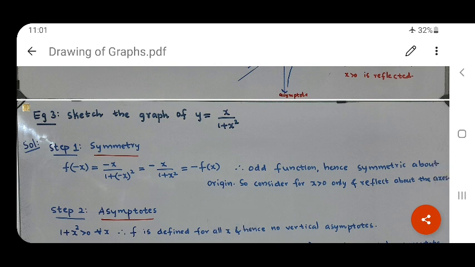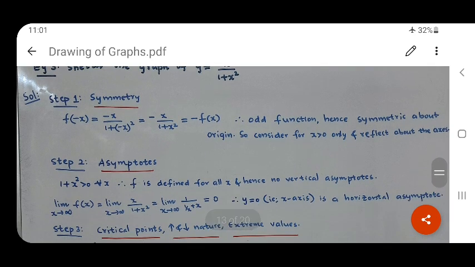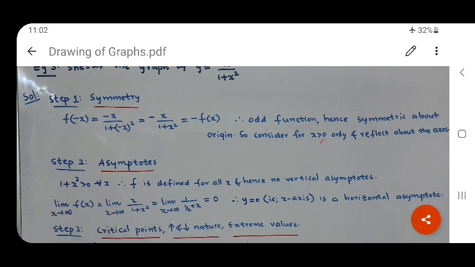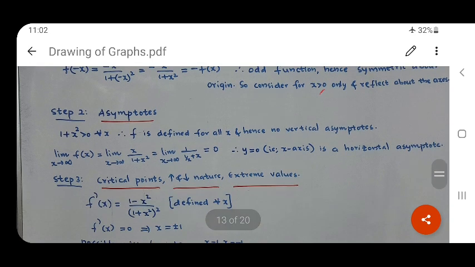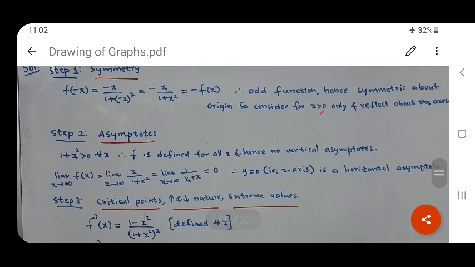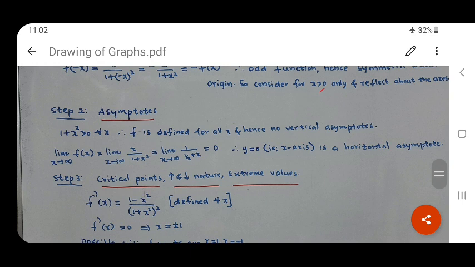As a third example, draw the graph of y equal to x divided by 1 plus x square. So note that f of minus x is minus f of x, so it's an odd function, hence symmetric about the origin. So again, we need to consider x greater than or equal to 0 only and reflect about the y-axis and then the x-axis. Since x divided by 1 plus x square is defined for every x, there are no vertical asymptotes. And as x tends to infinity, f of x tends to 0, that means y equal to 0, the x-axis, is a horizontal asymptote.